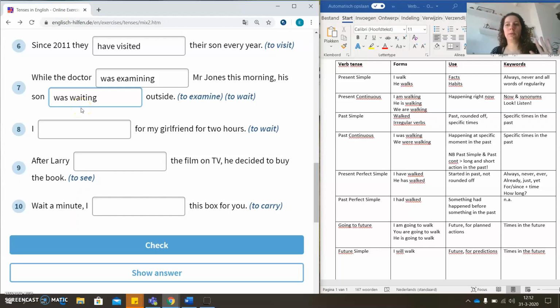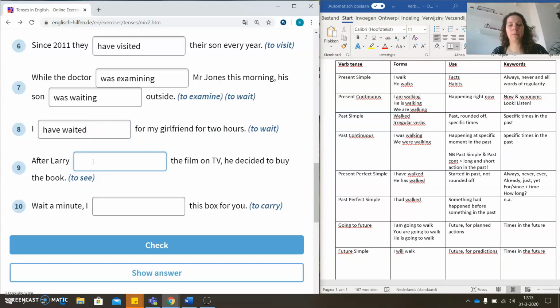Let's move on to sentence 8, which is nice and straightforward again. In sentence 8, we have for 2 hours as our keyword, and look here, present perfect, for plus time. So we use present perfect again. I have waited.